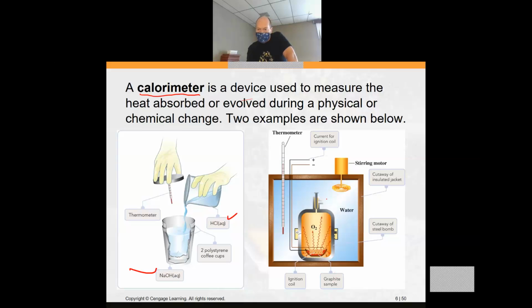You can also have a more complicated calorimeter that we do not do in the lab, a constant volume calorimeter called a bomb calorimeter, because pressure increases quite a bit. So yes, you have your bomb calorimeter. We are not going to be doing those. We're going to be doing our coffee cup calorimeter.